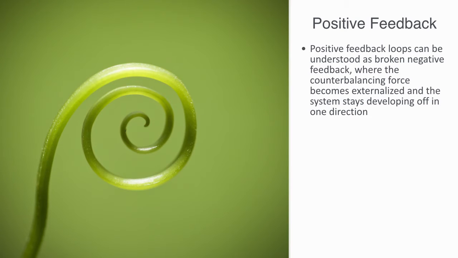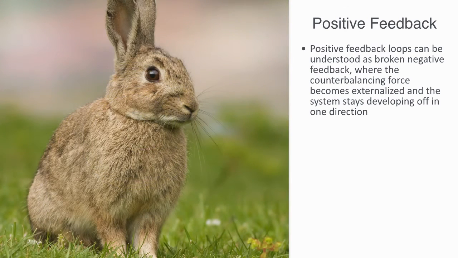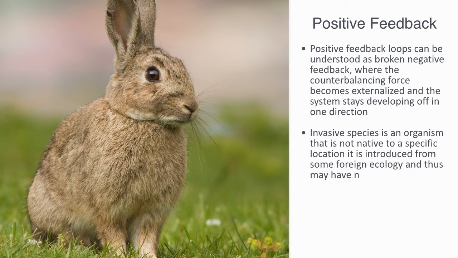An example of this might be an invasive species. An invasive species is an organism that is not native to a specific location. It is introduced from some foreign ecology and thus may have no consumer within that environment, allowing it to spread out of control. The classical example of this being when rabbits were first introduced to Australia, where they ate native plants and overpopulated because there were no natural predators. This disrupts homeostasis because invasive species unbalance the food web.